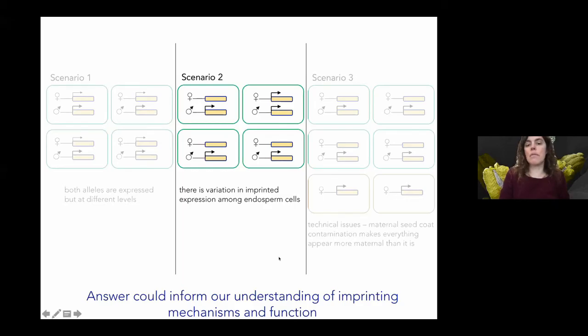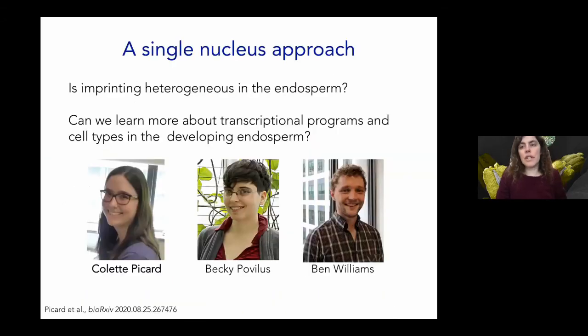So if we find, for example, that there's variation in imprinted expression among endosperm cells, that might also suggest there's variation in the epigenetic programs that control imprinting. And so we would then need to figure out how those are established and maintained in different endosperm cells. So to do this, we took a single nucleus approach. So basically, we decided to do single nuclei RNA-seq to both see if we could learn more about transcriptional programs and cell types in the developing endosperm, and also to determine whether imprinting is heterogeneous in the endosperm.